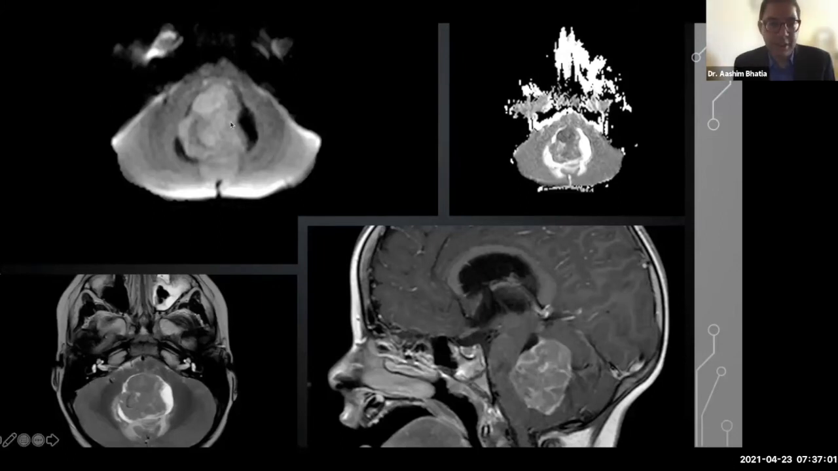So in this case, another medulloblastoma, centered in the fourth ventricle. DWI is bright, reduced diffusion, heterogeneous enhancement on the post-contrast sagittal T1.